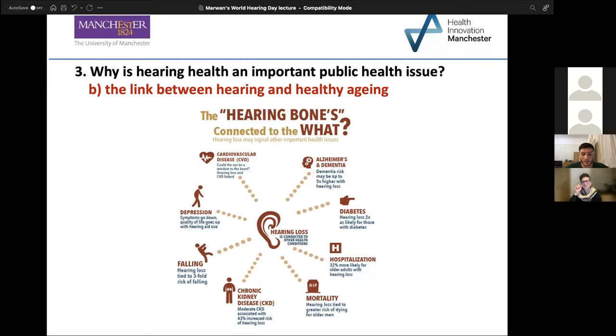In addition, hearing loss is not only linked with depression, but it also can be a huge signal for upcoming cardiovascular disease. It can also predispose to Alzheimer's and dementia and also have even cognitive deficits upon the patients. They may have diabetes at 32% more likely for hospitalization, 43% more likely for chronic kidney disease, and three times more likely to fall. Of course, I've already mentioned depression, and unfortunately, it also has a higher mortality rate.